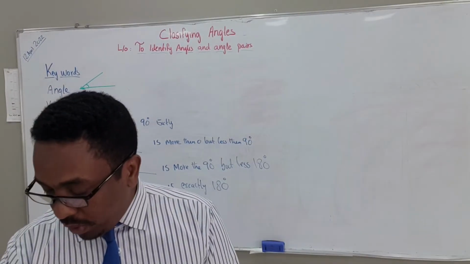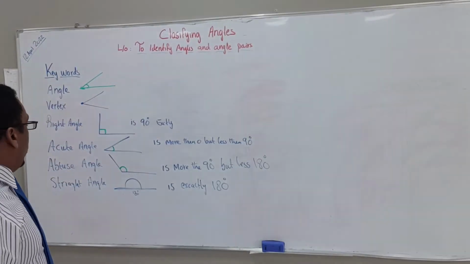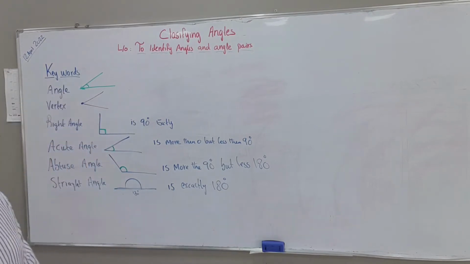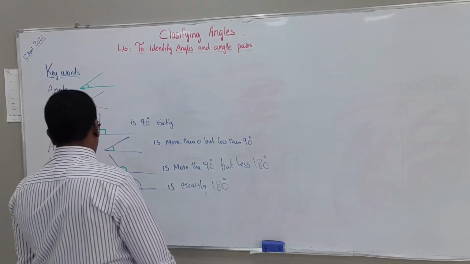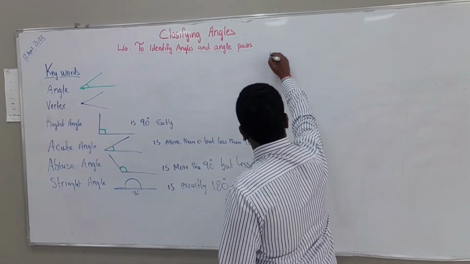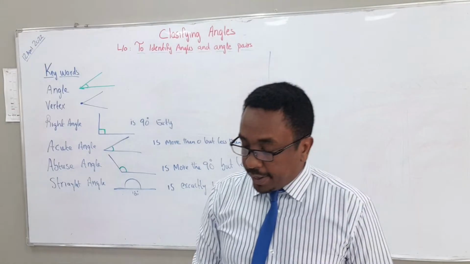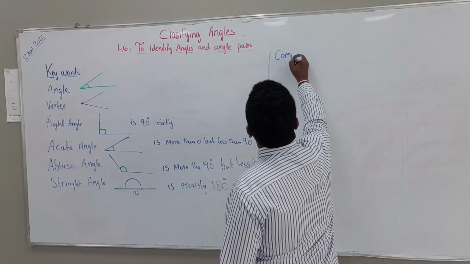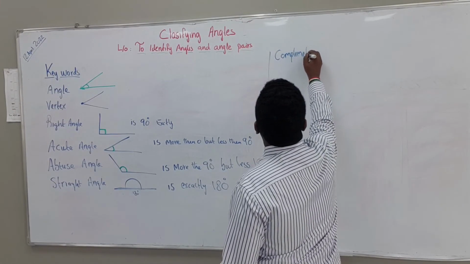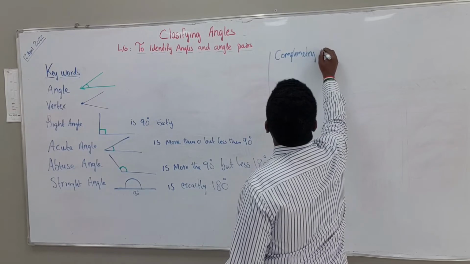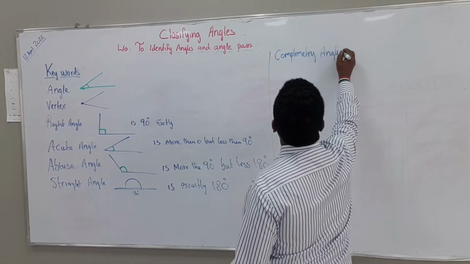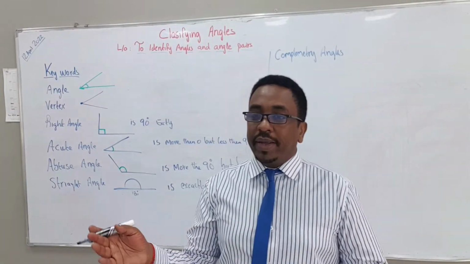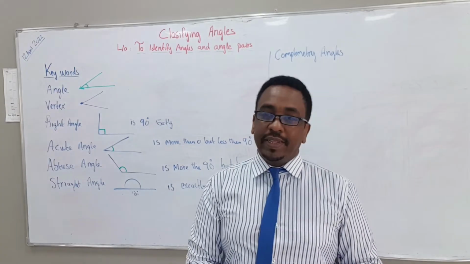Great. So now we need to explain what a complementary angle is. What are complementary angles? Anybody knows? Okay, so complementary angles are two angles. When you add them, they give you 90 degrees.